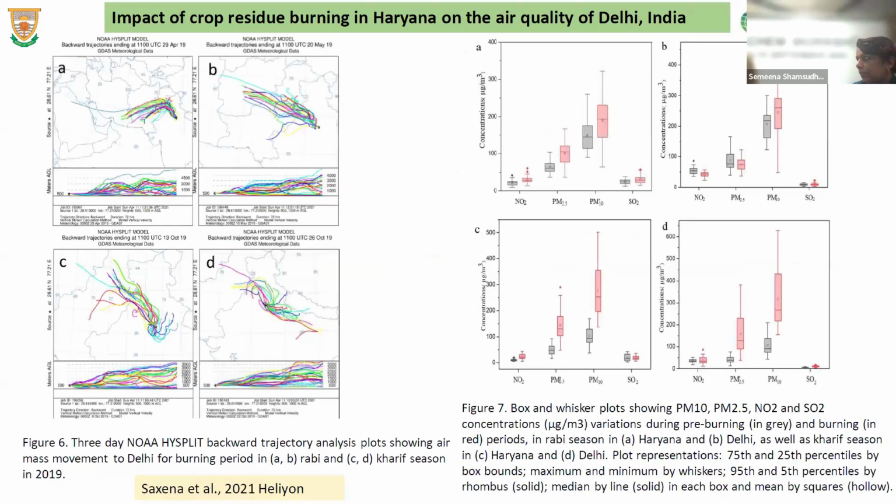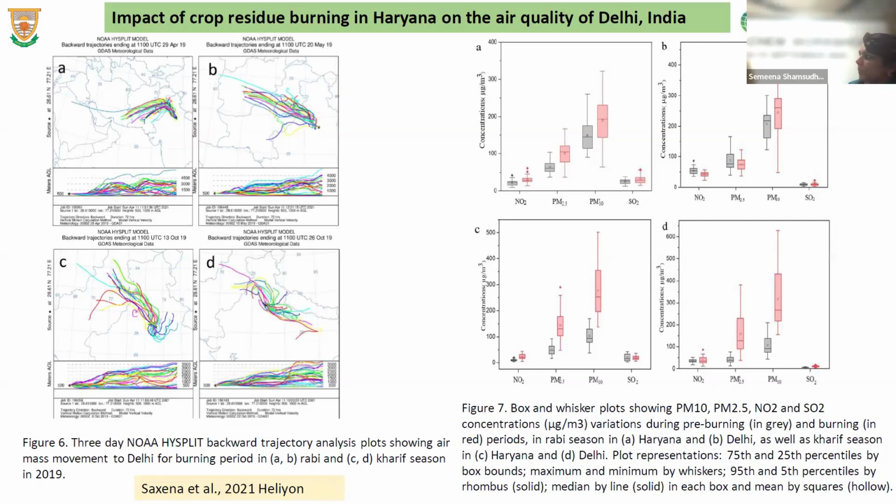Now we see the transboundary movements during the Rabi season and during the Kharif season. In A and B, that is the burning period, the air masses are coming from Haryana, Punjab, and some parts of Pakistan, affecting Delhi's air quality. Whereas if you see C and D of the Kharif season, the period we have taken is 2019, then mostly the air masses are coming from Punjab, Haryana, and some parts of the Indo-Gangetic region.